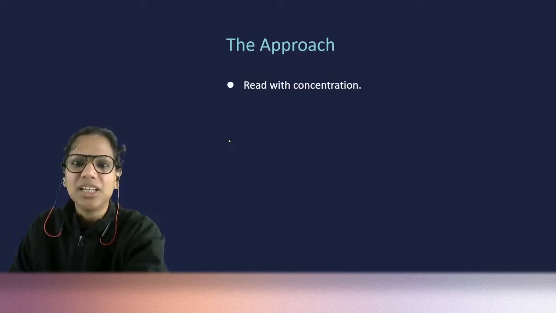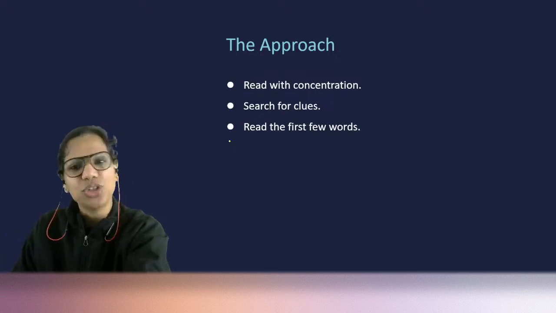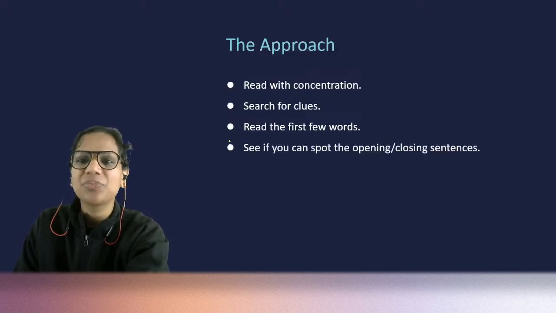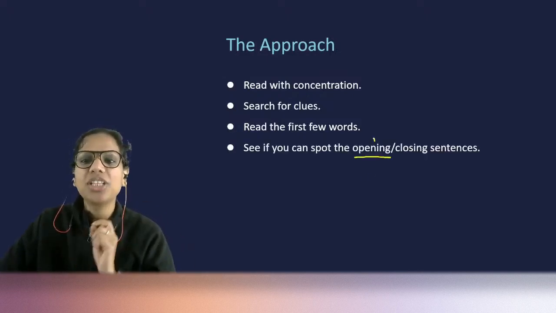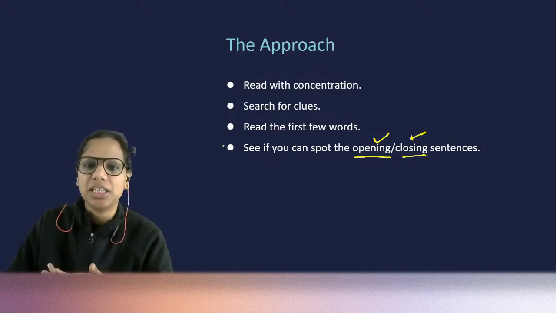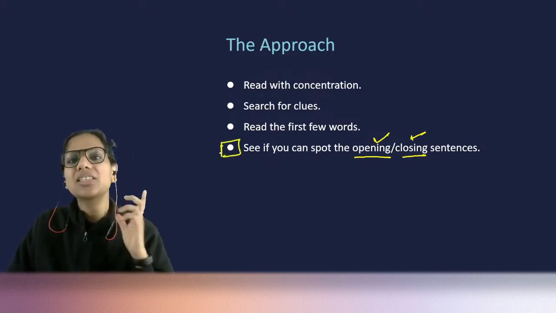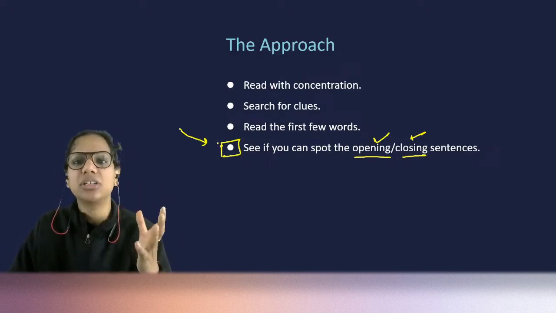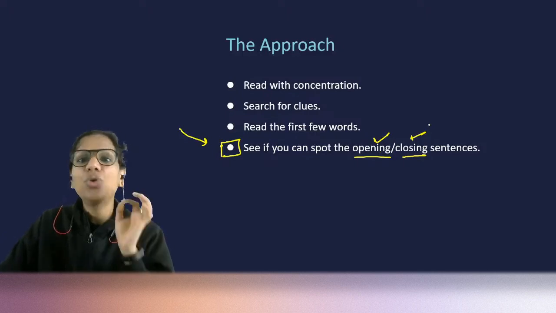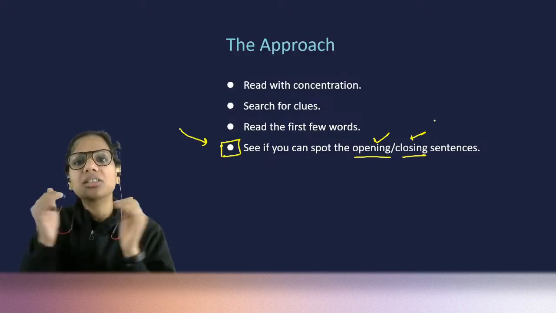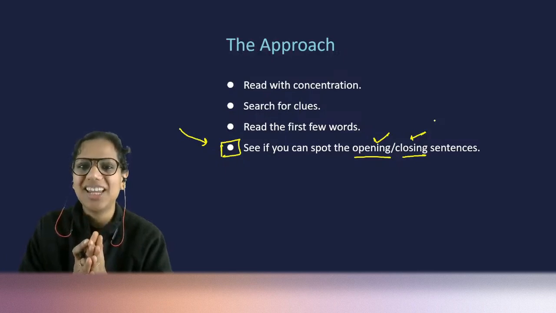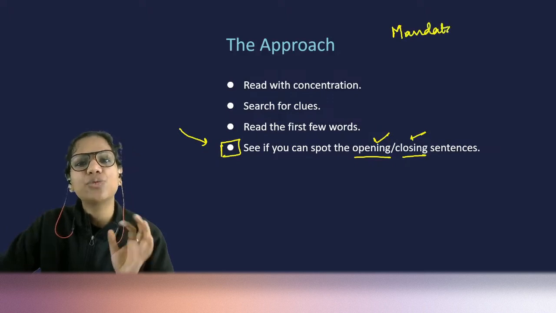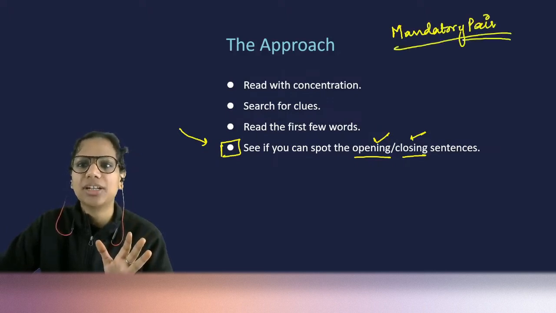So you read with concentration, you hunted for clues, you even read the first few words. But is it sufficient? Can I have some more help? Yes, you can spot. If you can spot the opening or closing sentences, nothing like it. But a lot of students see that as the starting point. That if they are not able to spot the opening sentence, they are not able to proceed. They don't proceed until they find it. Don't be that stubborn. See, if it's a clear-cut opening sentence, you'll find it pretty easily, right? If it's not that clear-cut, then just rely on your mandatory pair approach. That's a foolproof approach, right? Just rely on that.